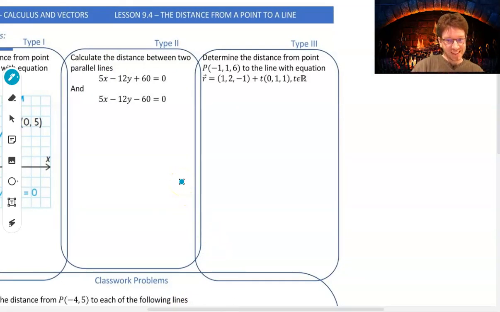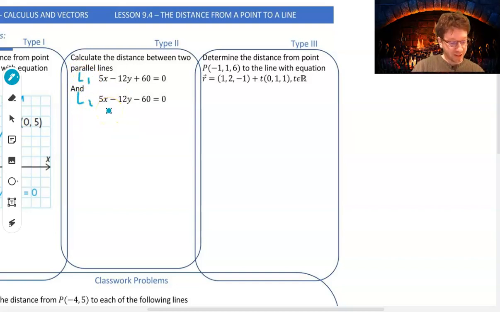So example 2, it says calculate the distance between 2 parallel lines. Well, can't use the formula. The formula is for a point and a line. So what am I going to do here? Well, let's call this one line 1 and this one line 2.